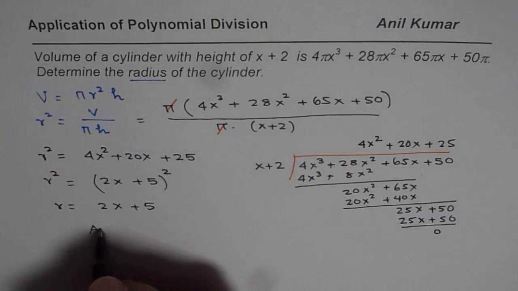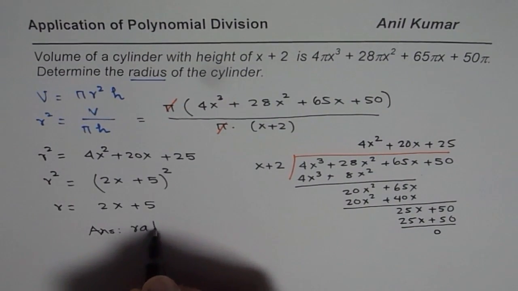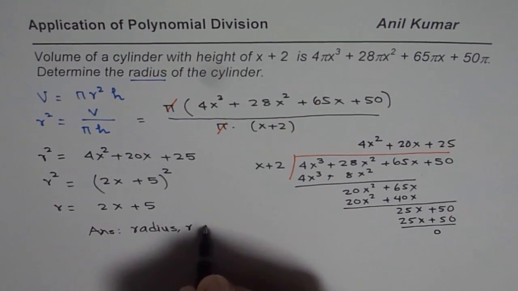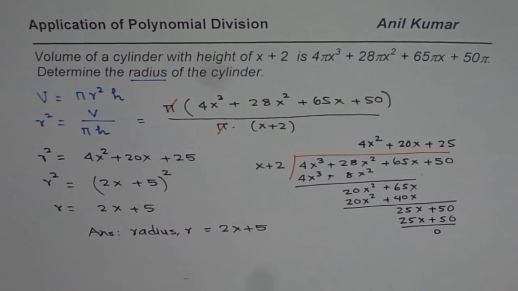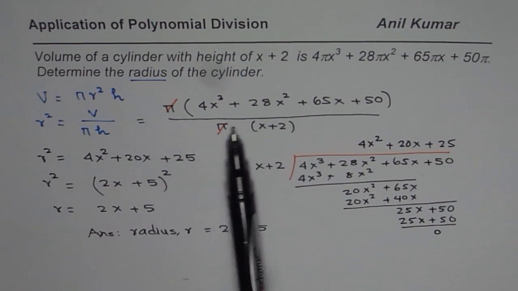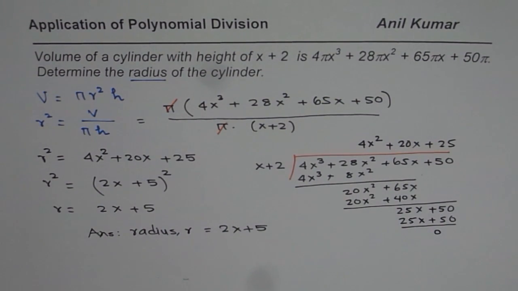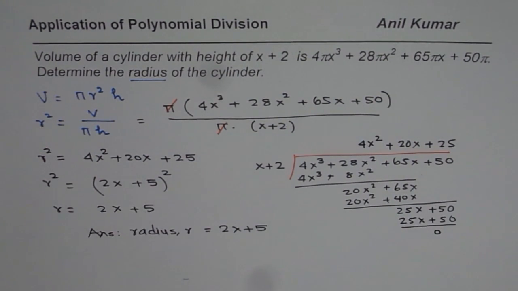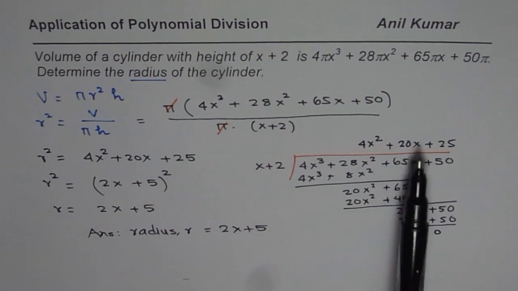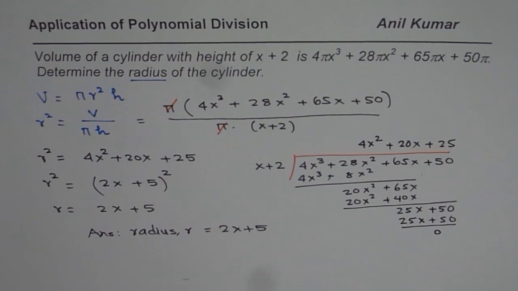So we have our answer here as radius r in our case is 2x plus 5, right? So that is how you have to solve this question. I'd like you to go through this video, understand the whole process. So we know volume is pi r square h, so isolate r square rather, volume divided by pi h. Now we can simplify it and then divide, right? So once you divide, you get the quotient, which is 4x square plus 20x plus 25, which is equals to r square, and that is a perfect square for us, so we get the value of r.